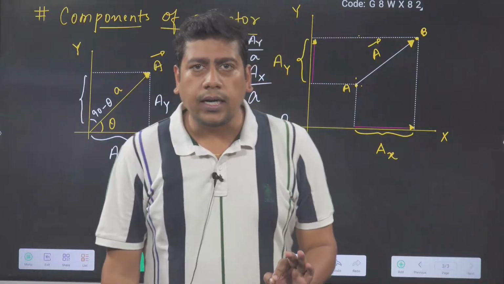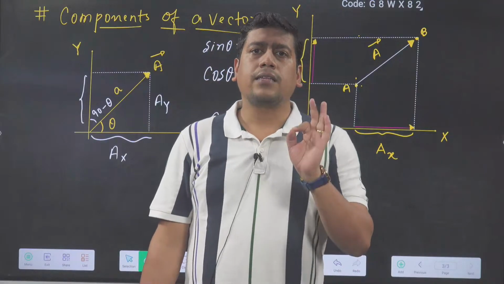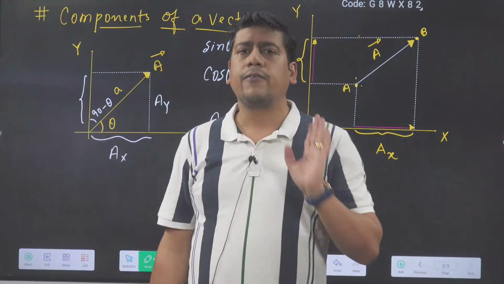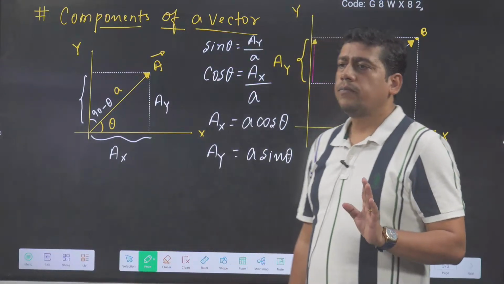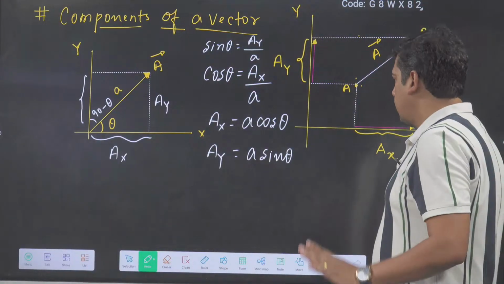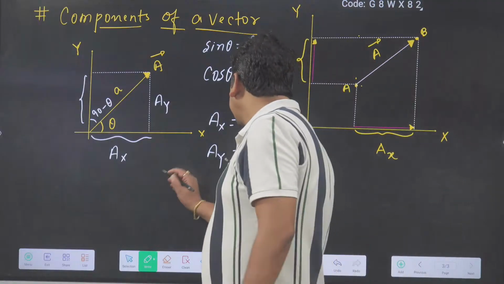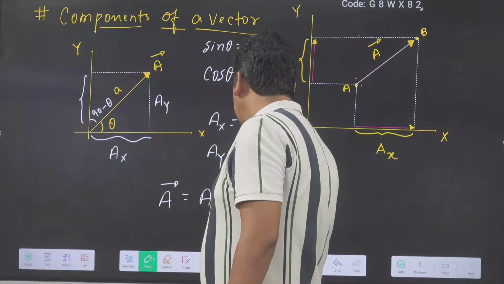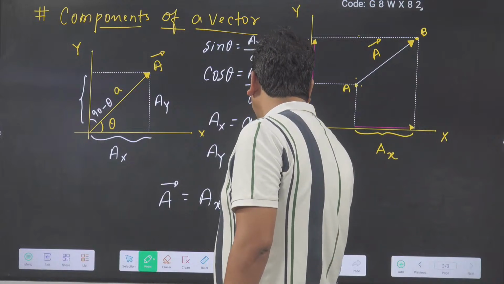So remember this point: if a vector is making an angle theta with any axis, then its component along that axis is given as a cos theta. Clear, bacha? That means, bacha, we can write a vector as ax i cap.